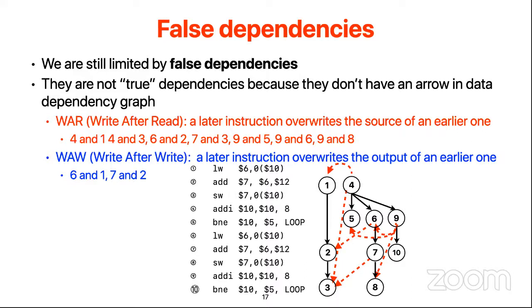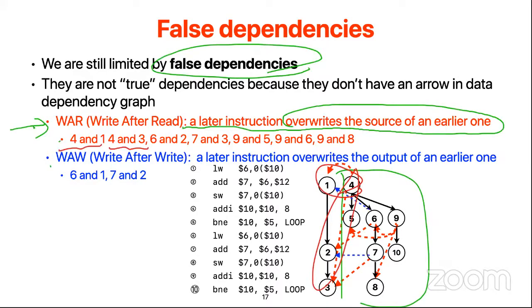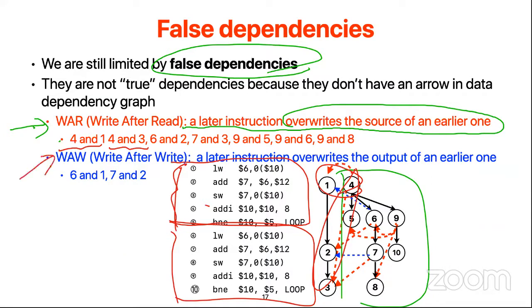And for a similar reason, there is another type of false dependency called write after write, which I show in blue arrows here. Again, it's because we are short on output registers. And if you think about this as the compiled code, they are essentially the same instances of the loop, just dynamically executed twice, right? So they just have to use the same register name. Again, a later instruction overwrites the output of an earlier one because the compiled code asked them to do that. So that's write after write.